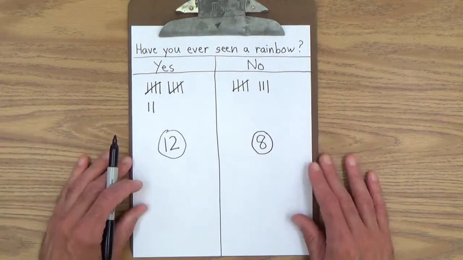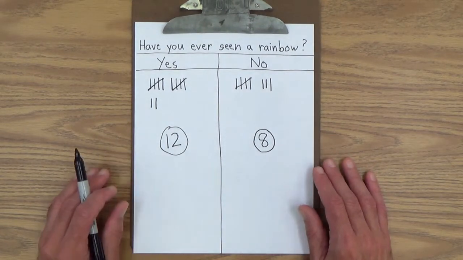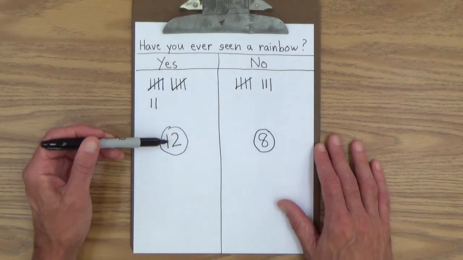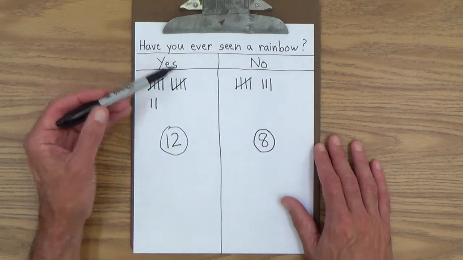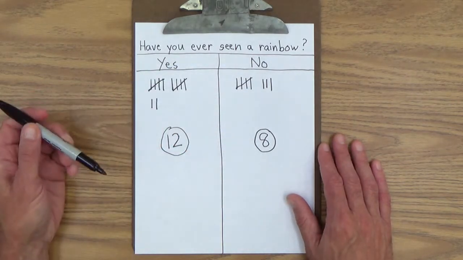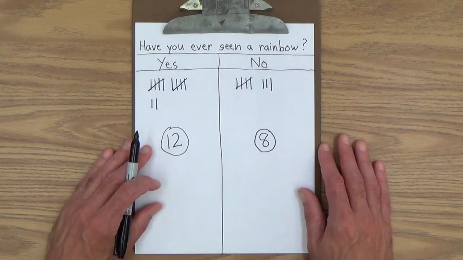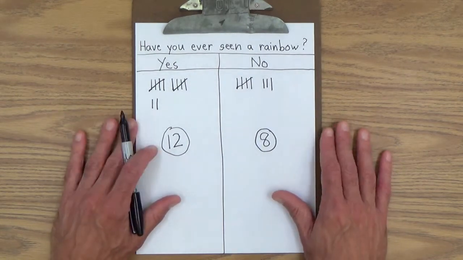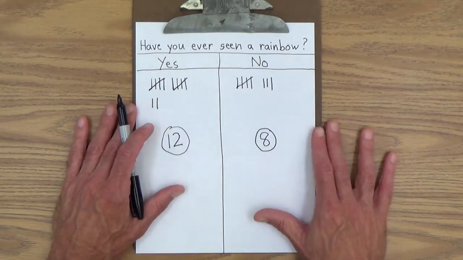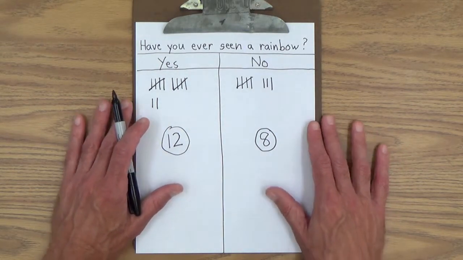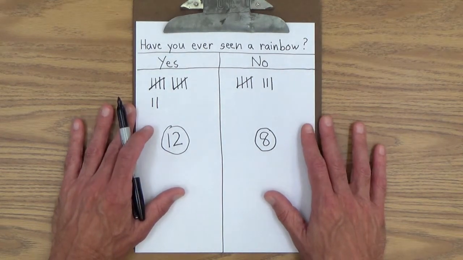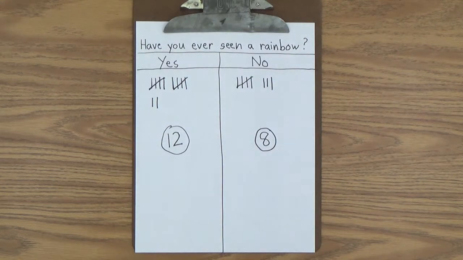Said no, and of course the obvious question was, did more people say yes or did more people say no? And there's your data. 12 said yes, they have seen a rainbow. 8 have said no, they did not see a rainbow. So as you can see, you definitely call this a graph. It's just a different kind of graph than the bar graph that we worked with earlier in the lesson, and it's called a survey, and this one is called a 2-column survey.